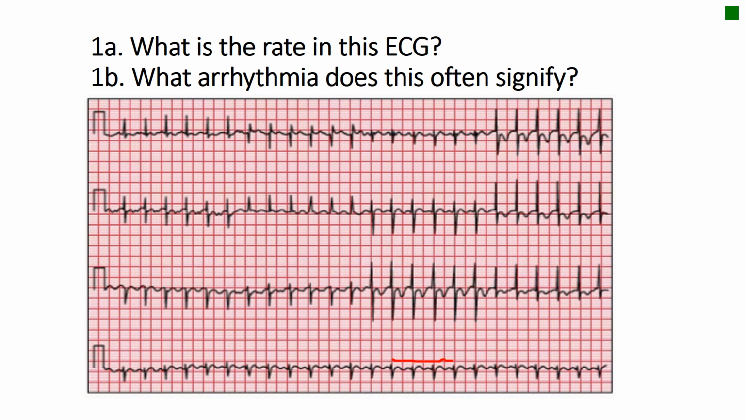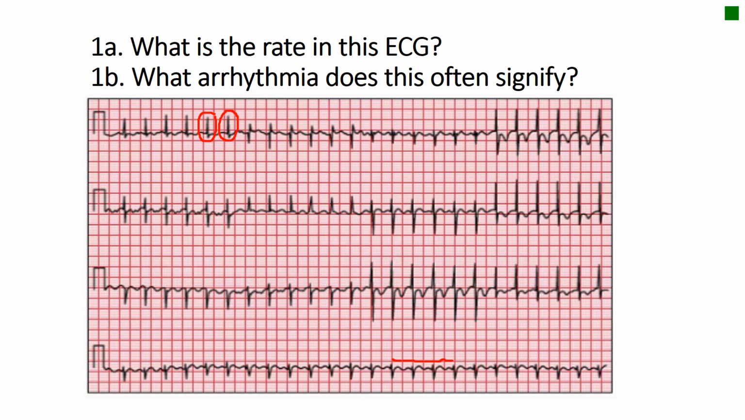That's tachycardia. Then we have to ask ourselves, is this ventricular or atrial tachycardia? And we look at the QRS complex. And are they wide or narrow? Here they are very narrow. So this is an atrial tachycardia.